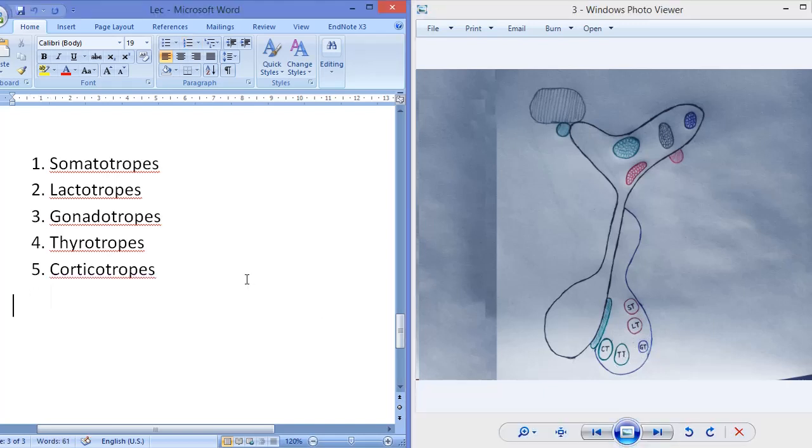All of these endocrine cells are collectively called chromophiles because they are color loving. They can be stained easily. All the surrounding cells, excluding these chromophiles, are called chromophobes, because this area of the pituitary gland cannot be stained. These cells cannot get the color.